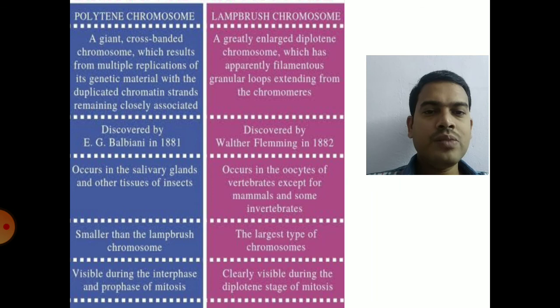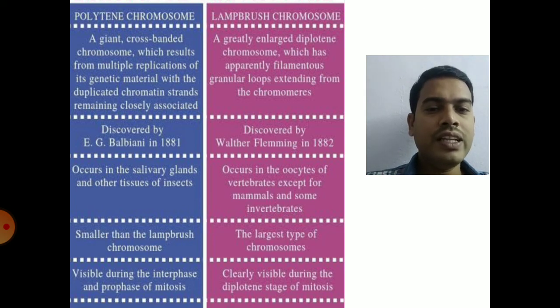The polytene chromosomes were identified by Balbiani, hence they are also called Balbiani rings, in the year 1881. Whereas the lampbrush chromosomes were identified by Walter Fleming in 1882. Polytene chromosomes are seen in the salivary glands of Drosophila, dipteran insects. So polytene, dipteran insects, salivary glands, you can see these polytene chromosomes.